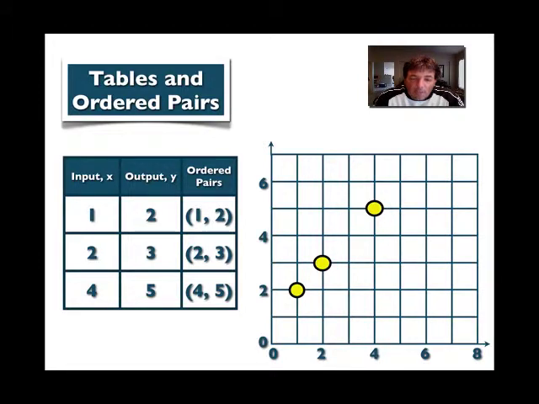Okay? So the representation of the function right now is as a table, which is right over here, and then taking the values from the table in ordered pair form and putting them into a graph. And if you're thinking about the rule, the rule is pretty easy to see. It's just y is equal to x plus 1. We're adding 1 to x in every one of these instances.